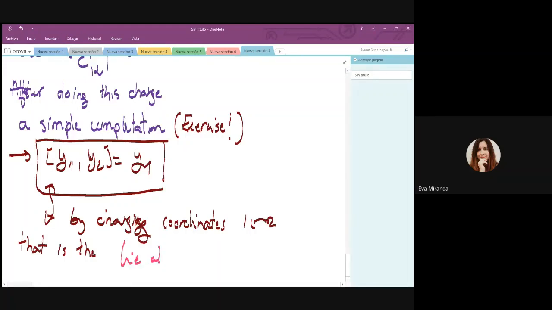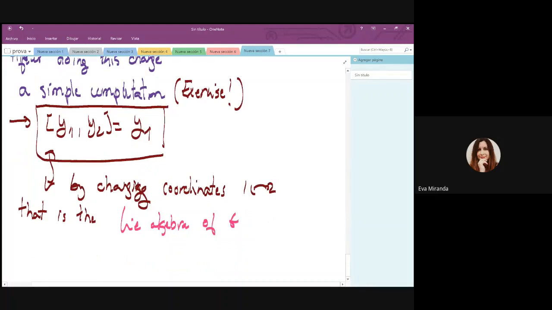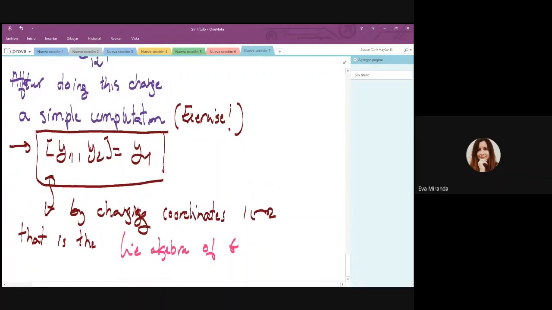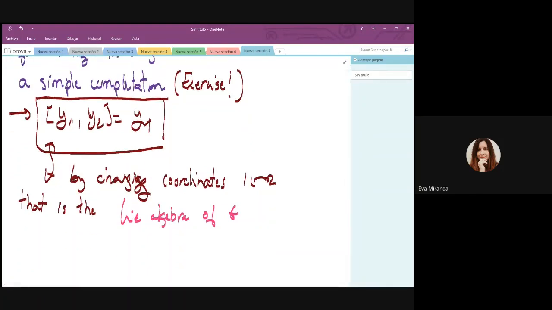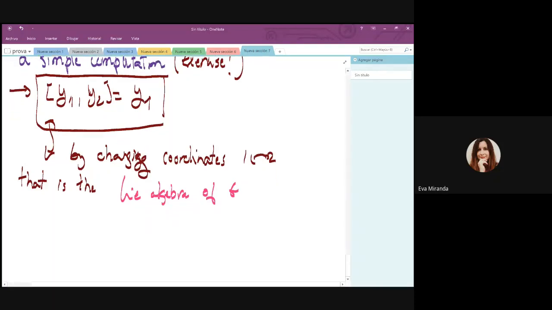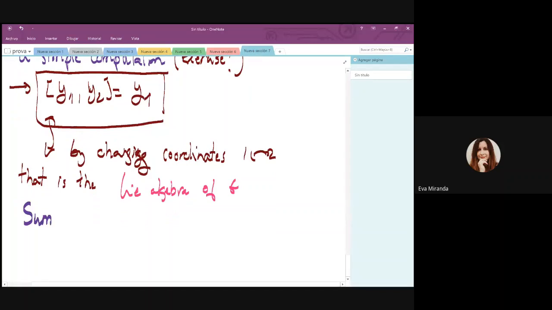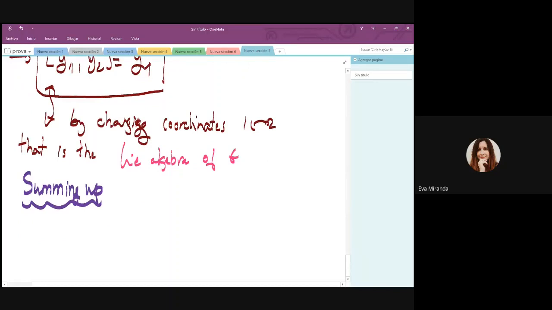That's the Lie algebra of G. And that's non-abelian, non-commutative, and that's the only non-commutative one, because if you have another non-commutative Lie algebra, one thing you can do is this change of coordinates. So, summing up, we have proved the following theorem.